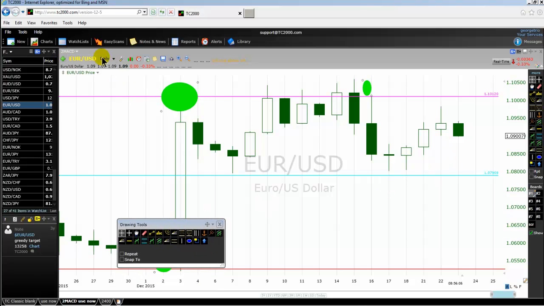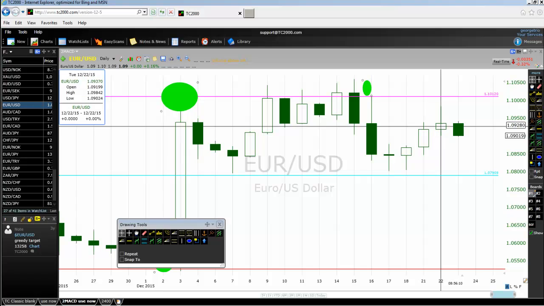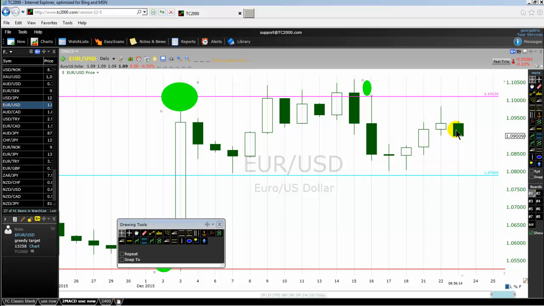This is the euro-dollar on a daily chart. And we have this candlestick. That's what we had yesterday, the 22nd of December 2015, because today is the 23rd.